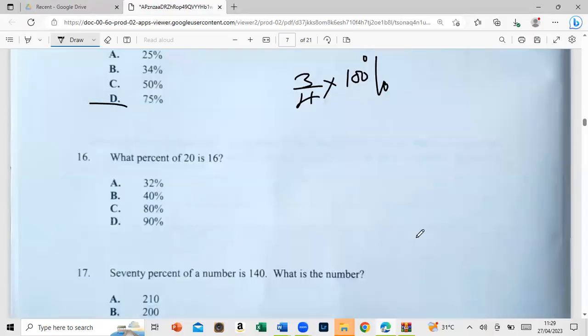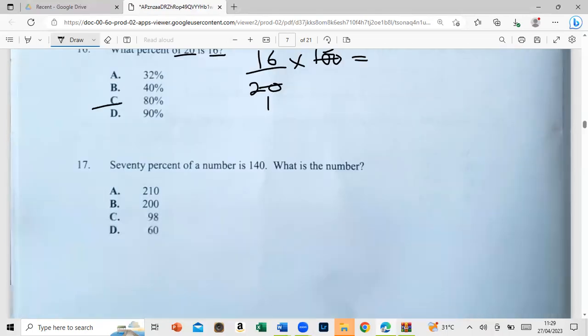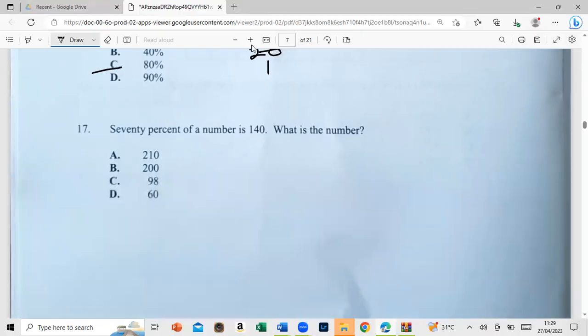What percent of 20 is 16? So we put 16 over 20. So far, I haven't seen anything to challenge you guys. So we have 1 and that 5. So it's 5 times 16, 5 sixes are 30. So that's 80%. I haven't seen anything to challenge you guys as yet based on your performance in class.